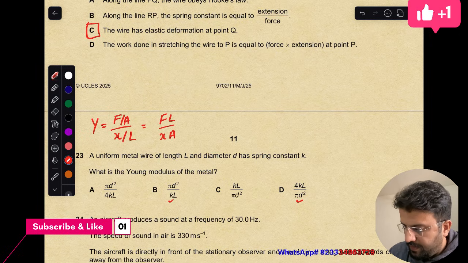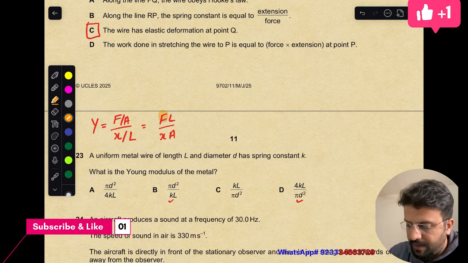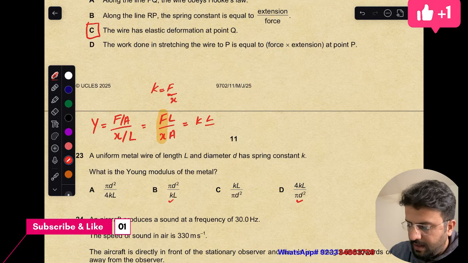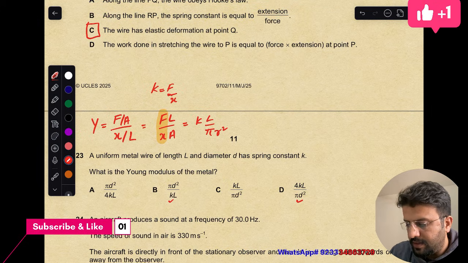Okay, so we don't have any option in terms of A, and we don't have any option in terms of F and X. So we know this thing, that this F and X from Hooke's law, K is equal to F over X. So they can be written as K, and there is L and there is A. A is for the wire, it's a circular thing, so it's pi r squared.